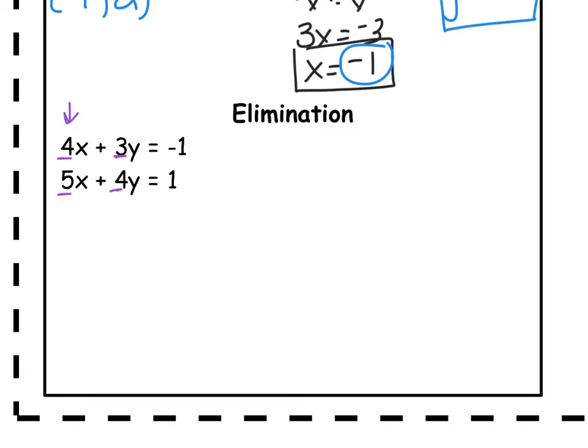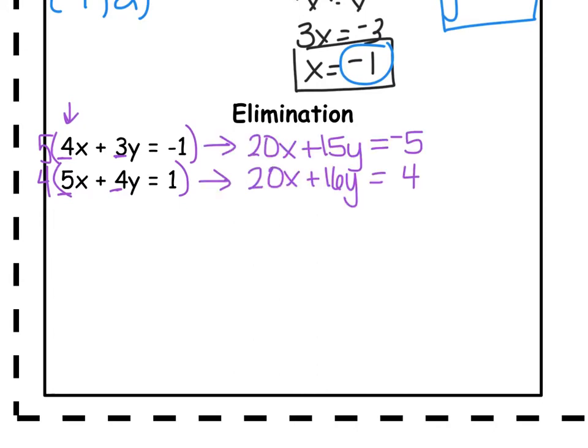So I need to find the LCM of 4 and 5. The least common multiple of 4 and 5 is 20. So I'm going to multiply the top equation by 5 to get my x value to 20, and the bottom equation by 4 to get my x value to 20. I'm going to pause the video and multiply those out, and let's see what we get for new equations. When we multiply it out, we end up with 20x plus 15y equals -5. Remember that 5 needs to get multiplied by everything inside the parentheses, and same thing with 4.